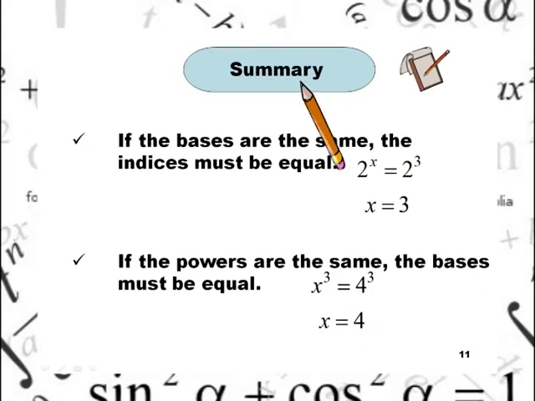Summary. If the bases are the same, the indices must be equal. 2 to the x equals 2 to the third. x is equal to 3. If the powers are the same, the bases must be equal. x to the third equals 4 to the third. x is equal to 4.